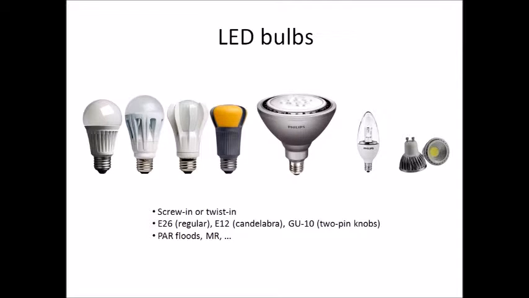There's the regular type, typically called an A lamp, that has an E26 base. There's the candelabras that have the small base, or the B lamp bulb that you see. And there's the GU10 that has the 2-pin knobs, which look like little Shrek ears. Those ones you see a lot in pot lights. And there's also a whole bunch of floodlights, MR lights, ones that go in soffits or outdoor. So let's take a look at some of these things.